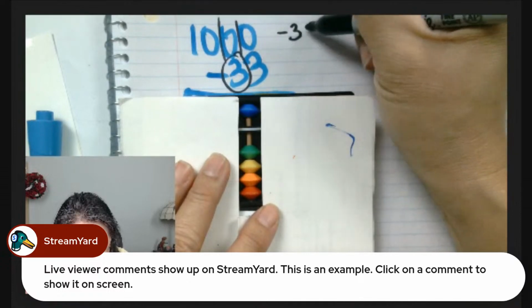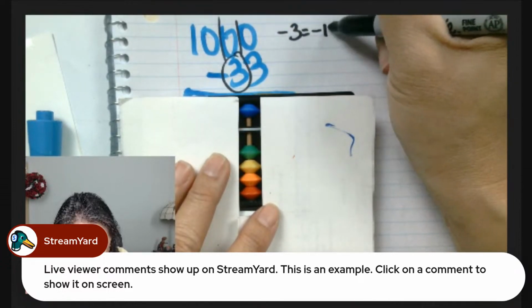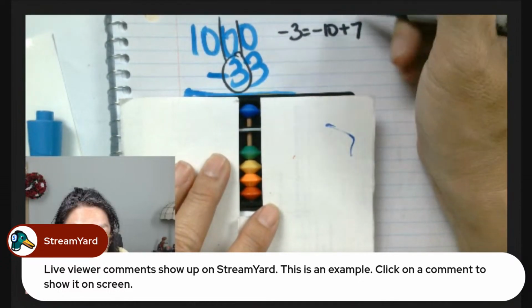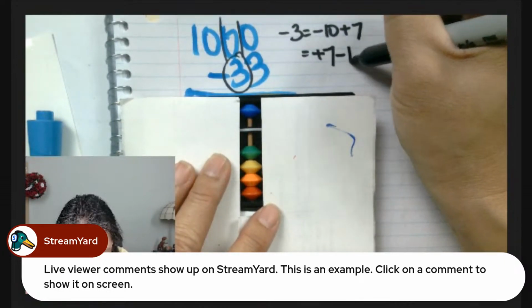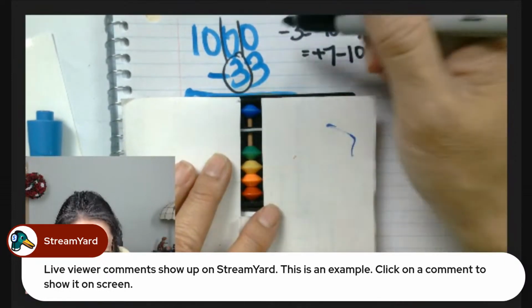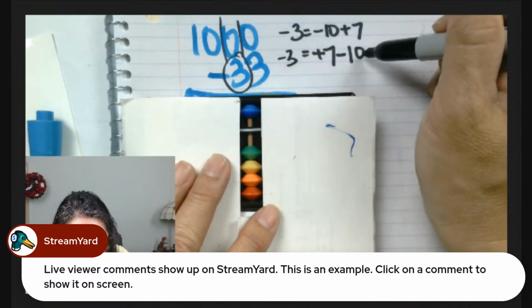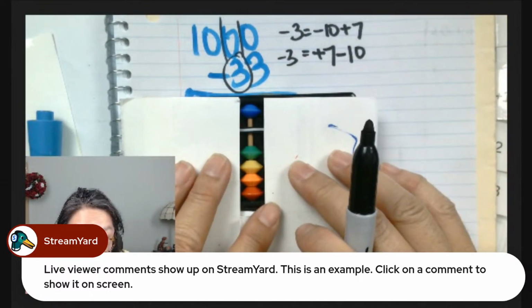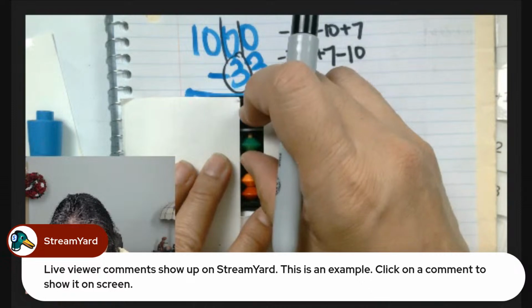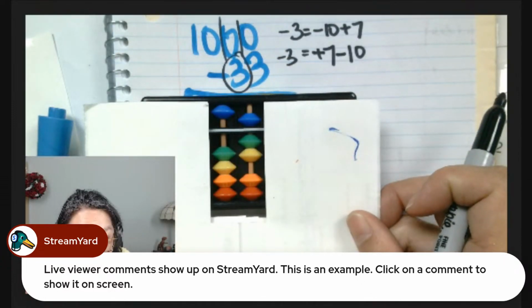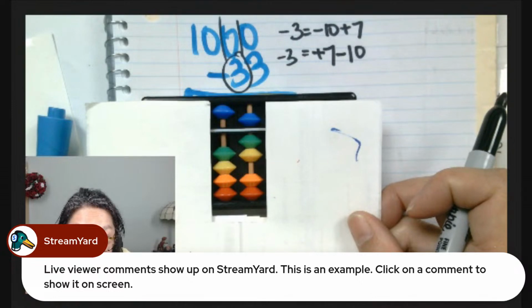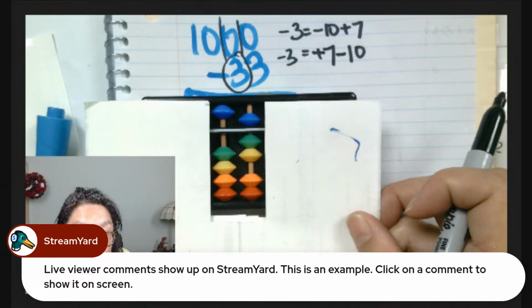When I minus the 3, it's equal to minus the 10 plus the 7. I'm sorry. You know what? I'm going to start off with plus the 7 minus the 10. Minus the 3 is equal to plus the 7 minus the 10. Oh, look, I can plus the 7. There I go. But now I need to minus the 10. Wait a minute. I can't minus the 10. How do you minus the 10?